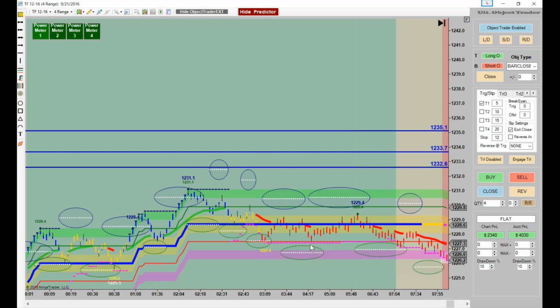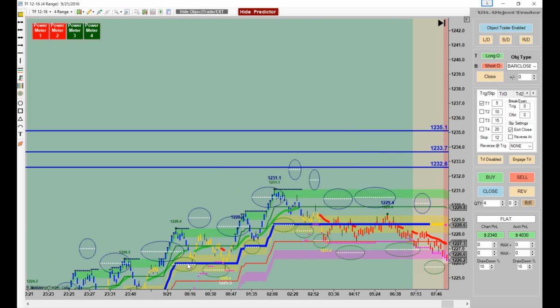See, there's a trade right there. There's a trade right there. That one might not have paid off. That's fine. There's a trade there. There's a trade there. Those predictors, especially if you draw on your charts, where you see them thrust up.